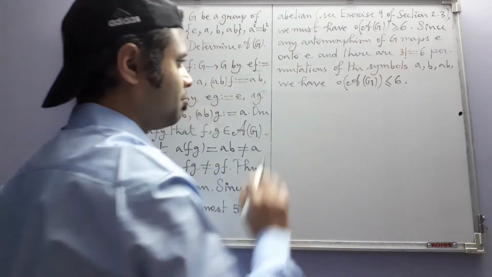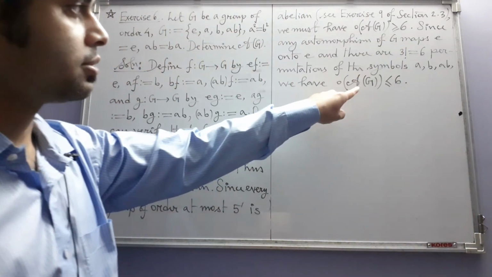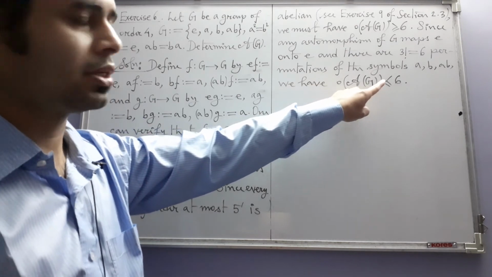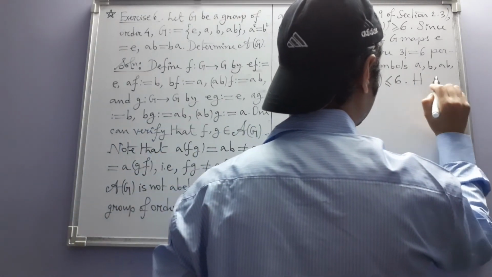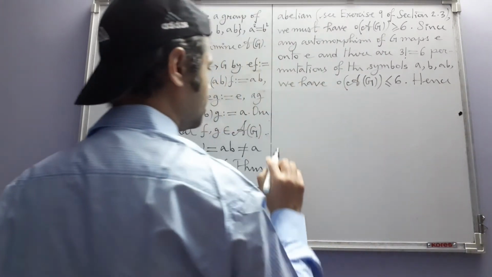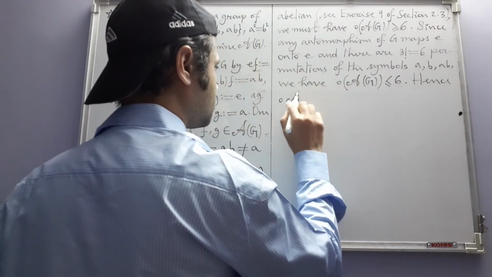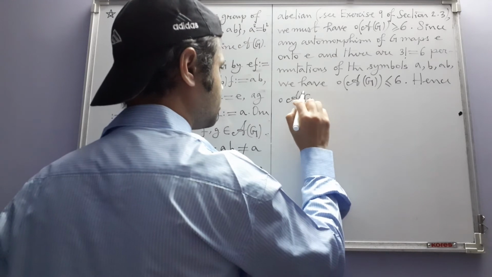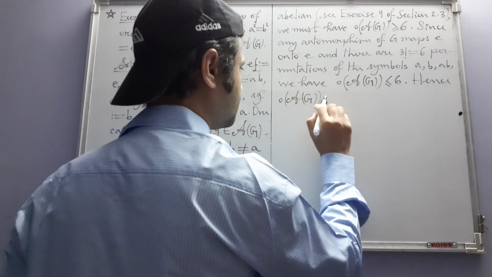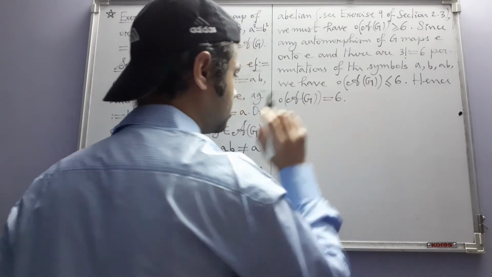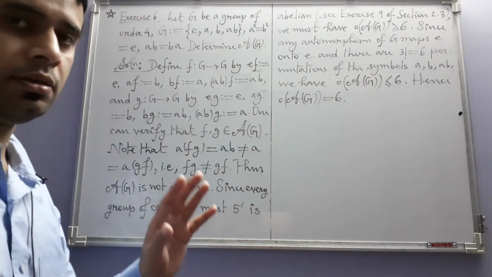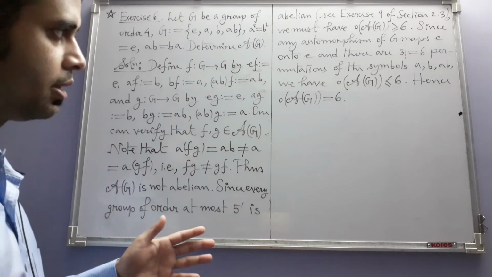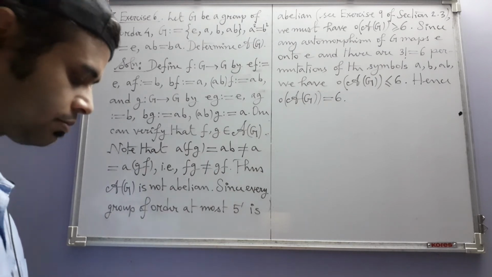So now you combine these two inequalities. So the order of this must be equal to 6. Hence, the order of the automorphism group of G must be equal to 6. So that means the automorphism group of G is a group of order 6 that is non-abelian.